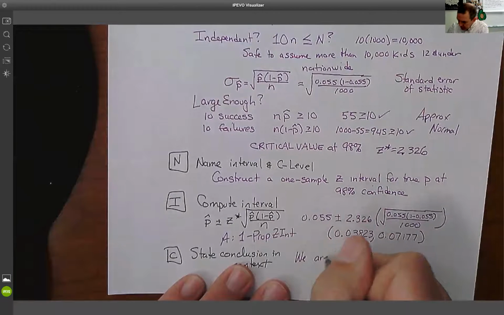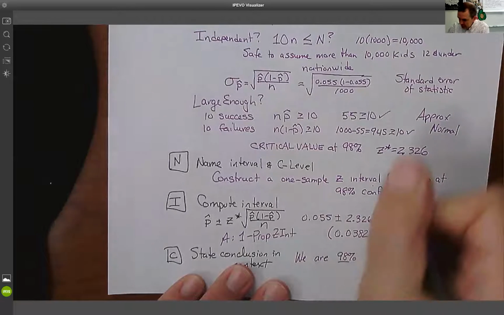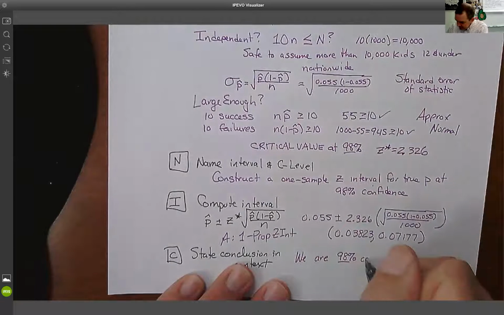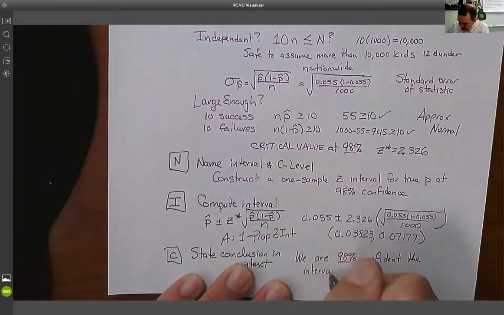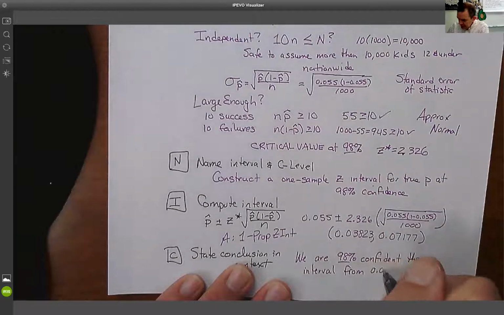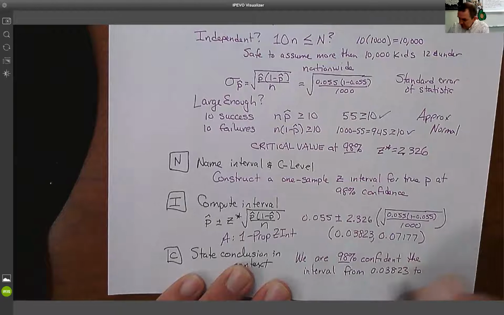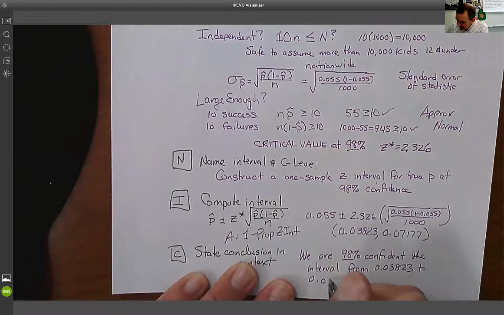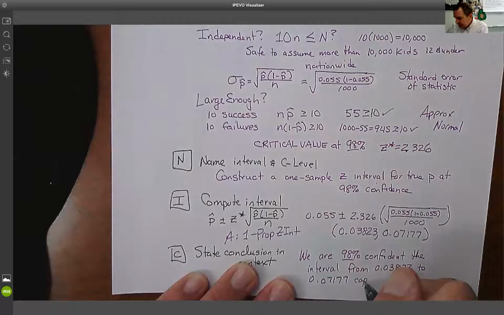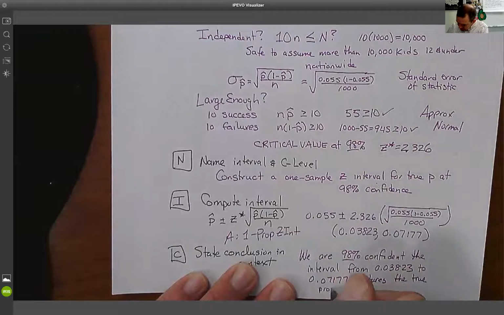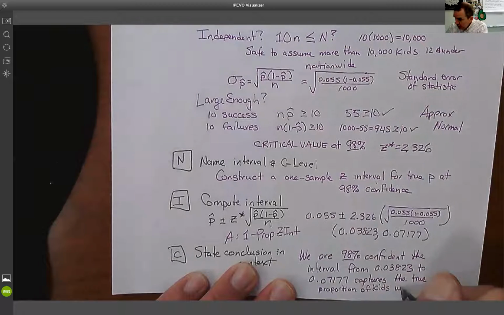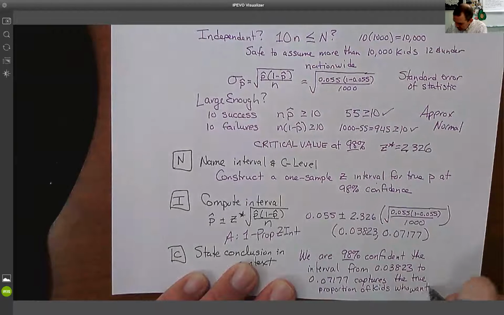We are 98% confident, because that's what it said, 98%, the interval from 0.03823 to 0.07177 captures the true proportion of kids who want to be a doctor.